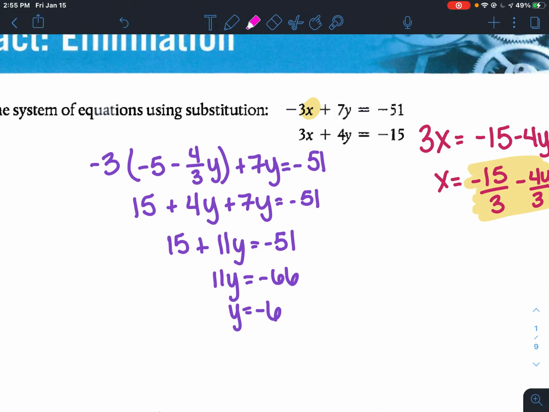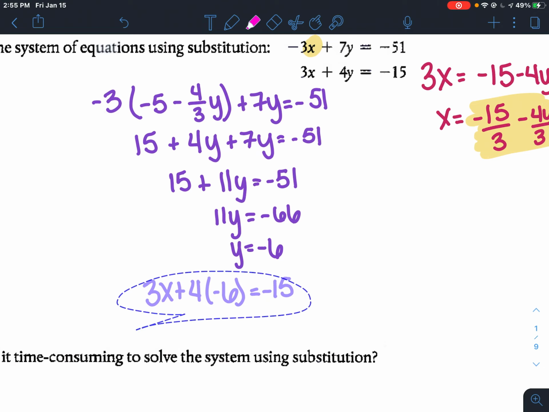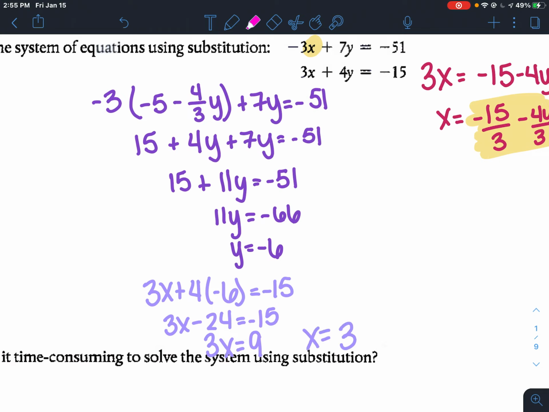Then I take that -6 and plug it back in for y to find the x value. I chose the second equation. Why? Because the numbers are a little bit smaller, maybe easier to work with. So 4 times -6 is -24, add 24 to both sides, and divide by 3. So the solution to this system is (3, -6). X is 3, y is -6.